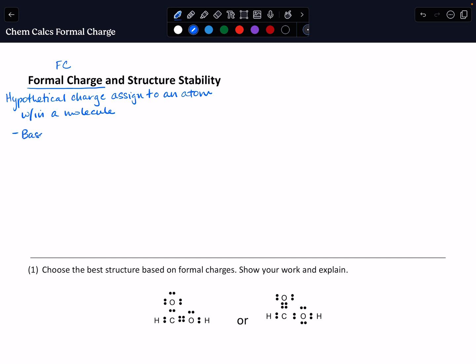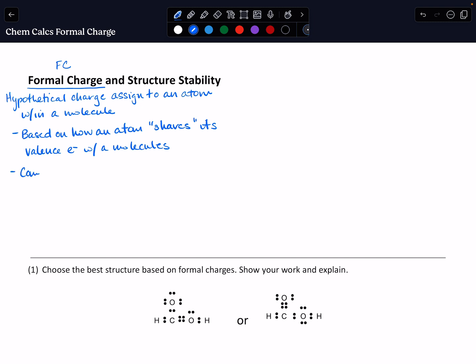But it is based on how an atom shares its valence electrons within a molecule. So we're going to be interested in how many valence electrons an atom has, and then how is it using those in the molecule? Is it sharing them in bonds? Is it keeping them as lone pairs? So we're going to need to know both of those pieces of information.